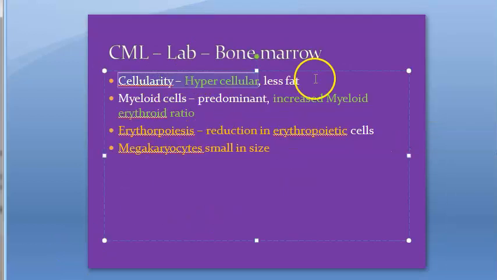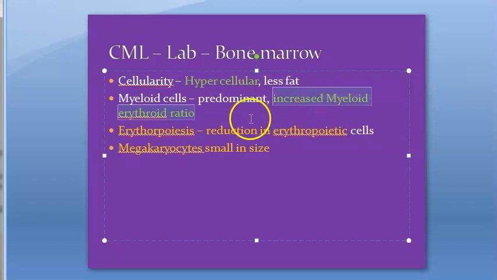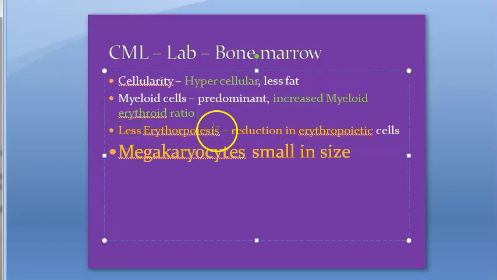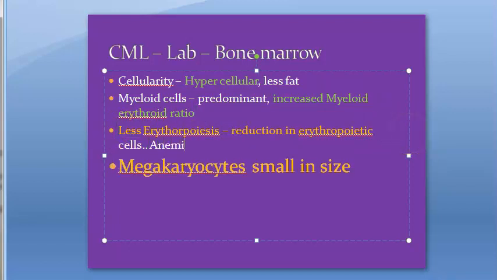In bone marrow, what will be there? Hypercellularity, less fat, myeloid to erythroid ratio will be more, reduction in erythropoietic cells. Less erythropoiesis, that is why there is anemia, correct? Because all the effort it is putting to make those neutrophils only. Megakaryocytes are small in size. Platelets are small in size, at least that part they are sure.